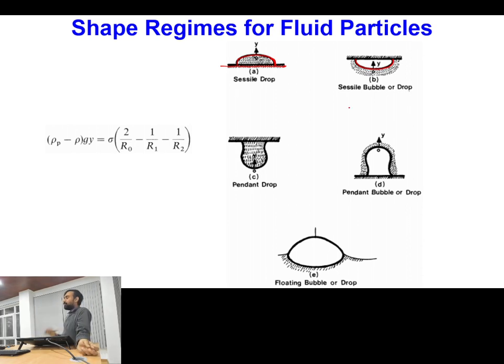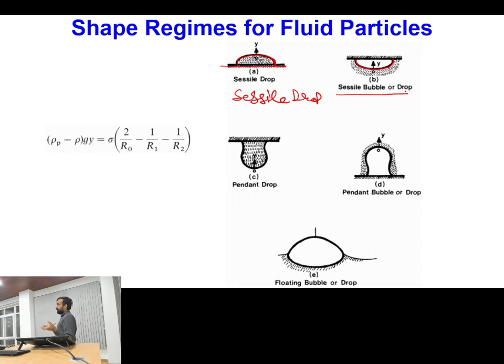So these types of shapes, which are formed by the fluid particles when they are attaching to the flat plates, are called sessile shapes. So here I will be calling it a sessile drop. Here I can call it a sessile bubble or drop.